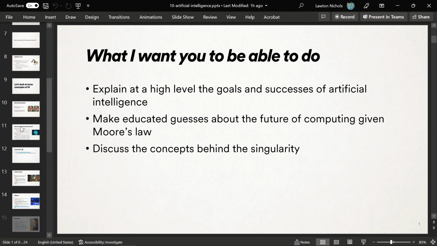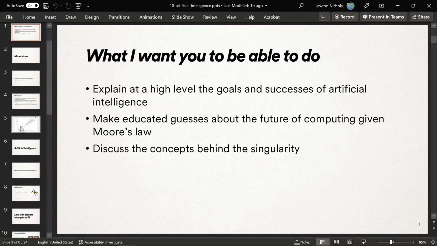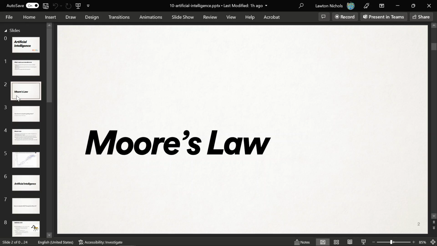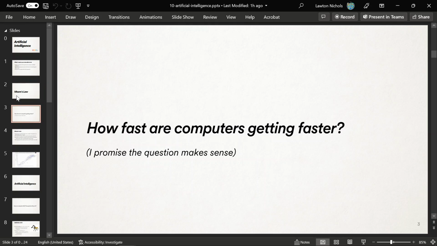And I don't think we have time today to get through the whole thing, but I'll at least show you a few cool things. So let's first talk about Moore's Law, which you may or may not have heard of. It has to do with how fast computers are getting faster, okay? And I promise that question makes sense if you stare at this question long enough. How fast are computers getting faster?